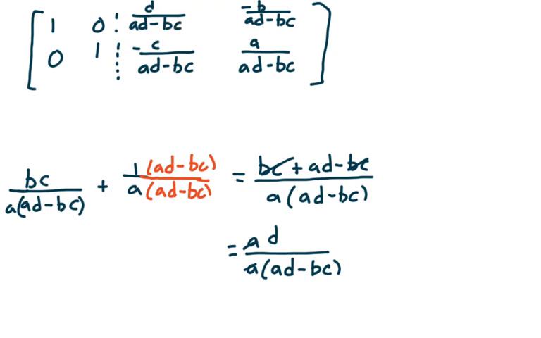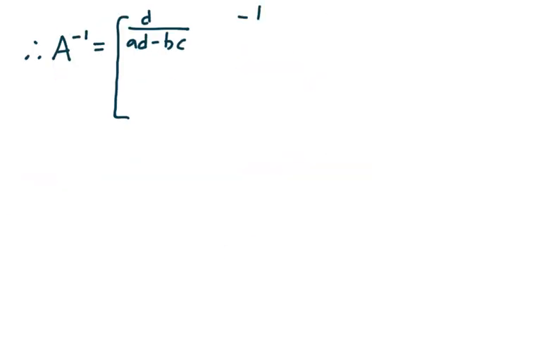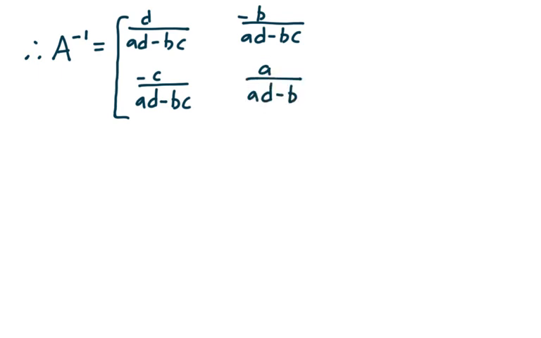Now, check this out. So what does that tell me? That tells me A inverse is the matrix. Now, the entries in the first row are D over AD minus BC. And then if we look, we get negative B over AD minus BC, right? And then we get negative C over AD minus BC. And then A over AD minus BC.